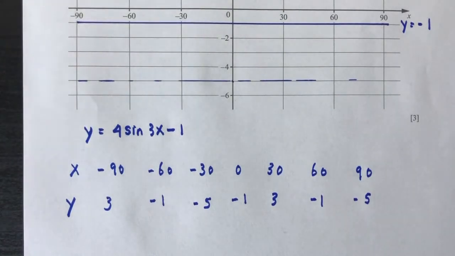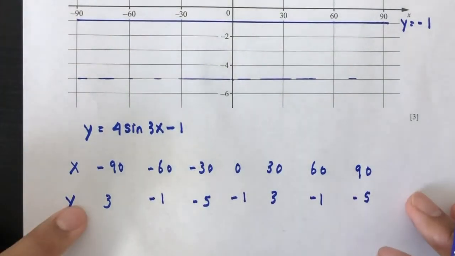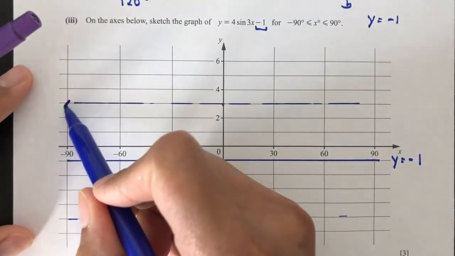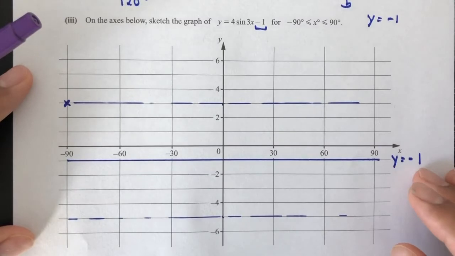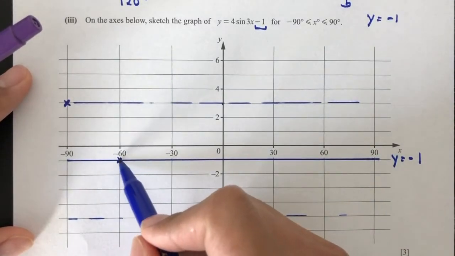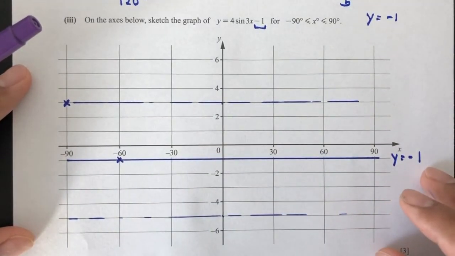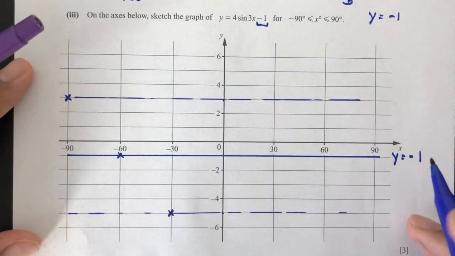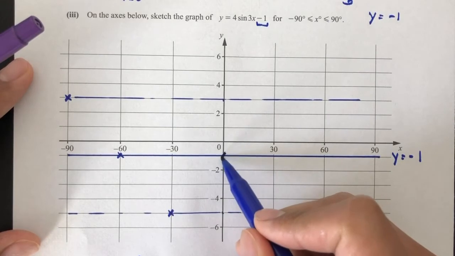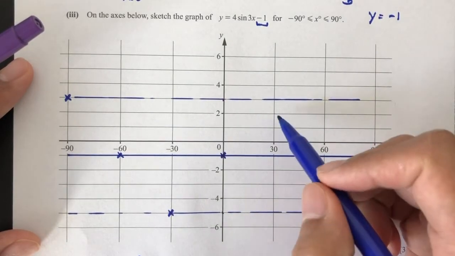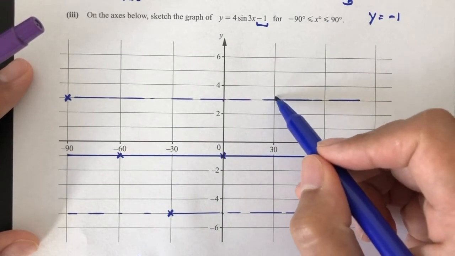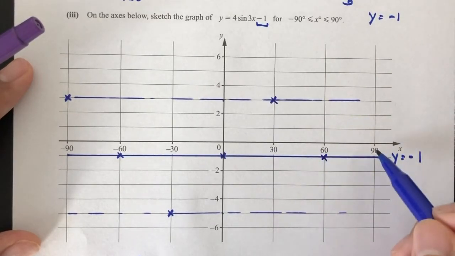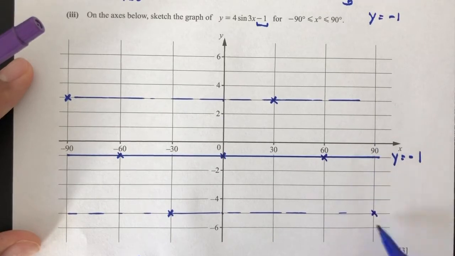Let's plot the points. The first point is minus 90, 3, so it will be here. Then we have minus 60, minus 1, should be here. Then we have minus 30, minus 5, right here. 0, minus 1, here. 30, 3. Then we have 60, minus 1.